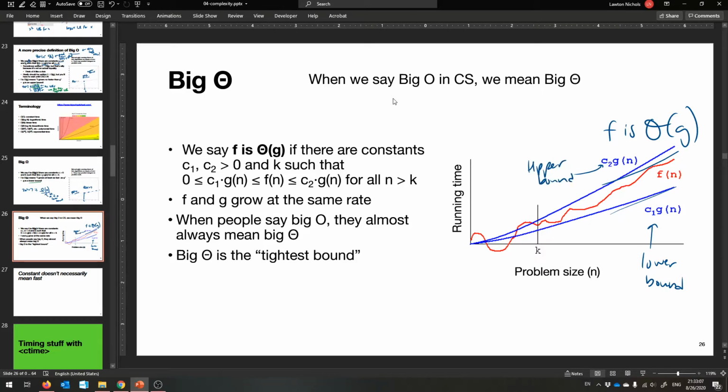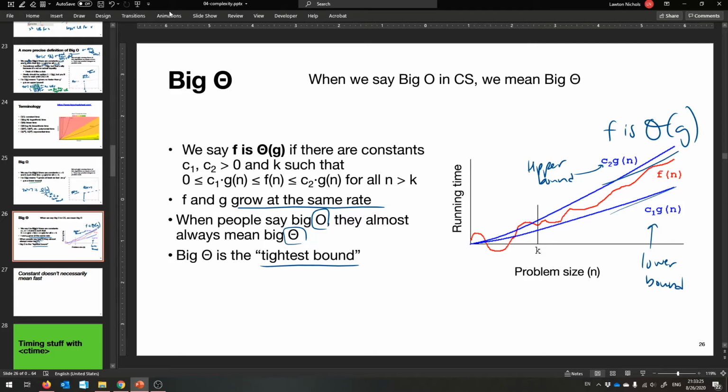So it's very tight, we say, okay? They're very close. And in English, whenever you say big theta, we're saying that f and g grow at the same rate. And it's the tightest bound, okay? So everybody always means big theta when they say big O. All right? That's all I want you to remember.